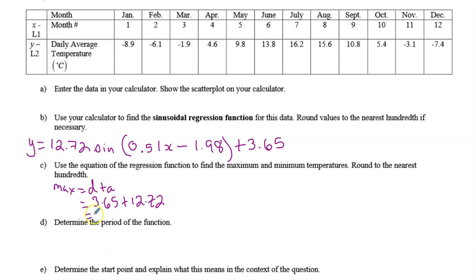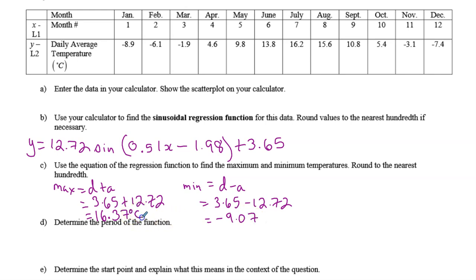So the maximum, remember this is daily average, it's not the maximum temperature in Calgary. It's if you take the average, and we know that in the summer, yeah, it could get to 30 degrees, but it also cools down at night, so daily average. The minimum is D minus A, right? Remember, this is the middle. This is the variation from the middle. So that's 3.65 minus 12.72. So on my calculator, I'm just going to hit second function, enter, pull that calculation back down, hit a minus sign. We get negative 9.07. Round to the nearest 100.